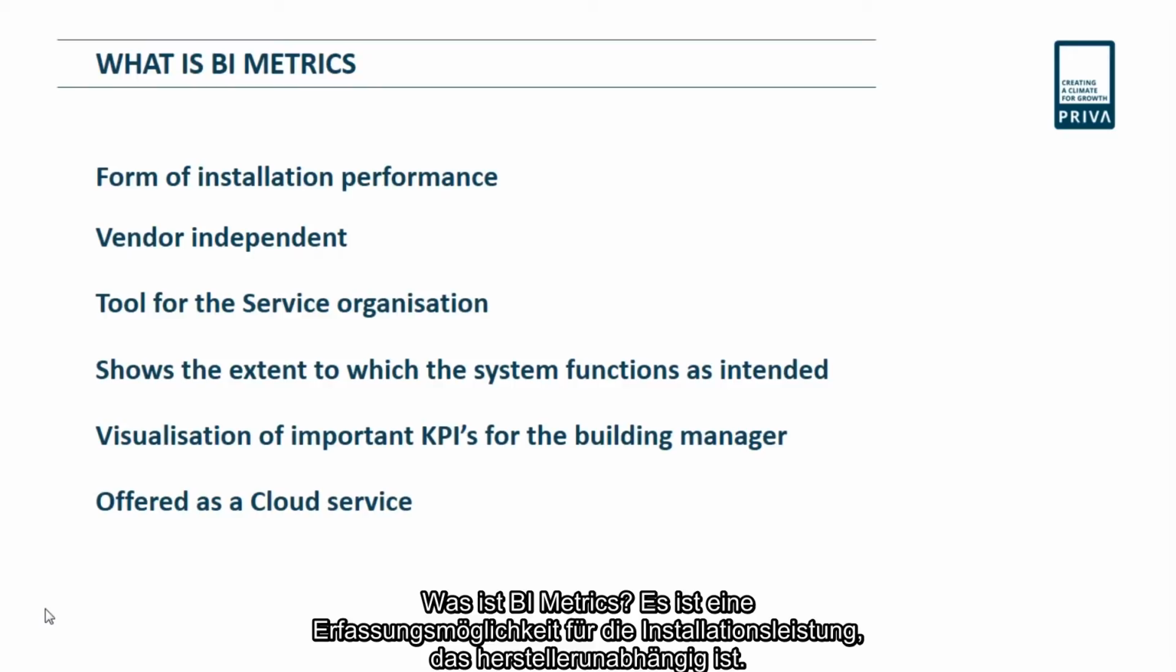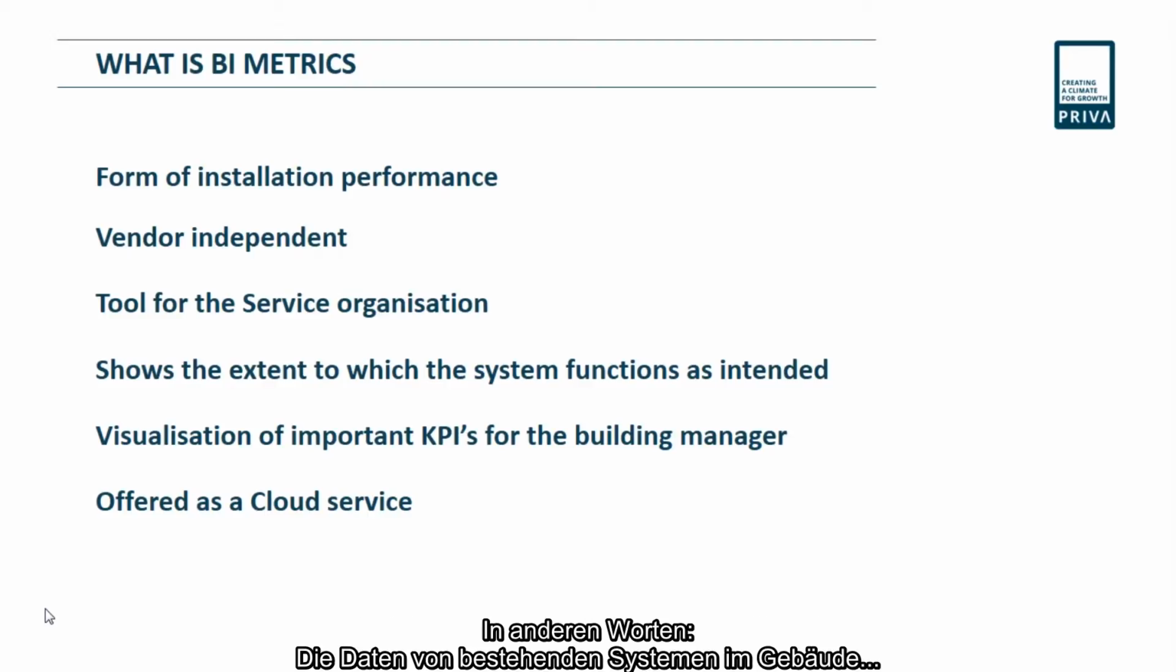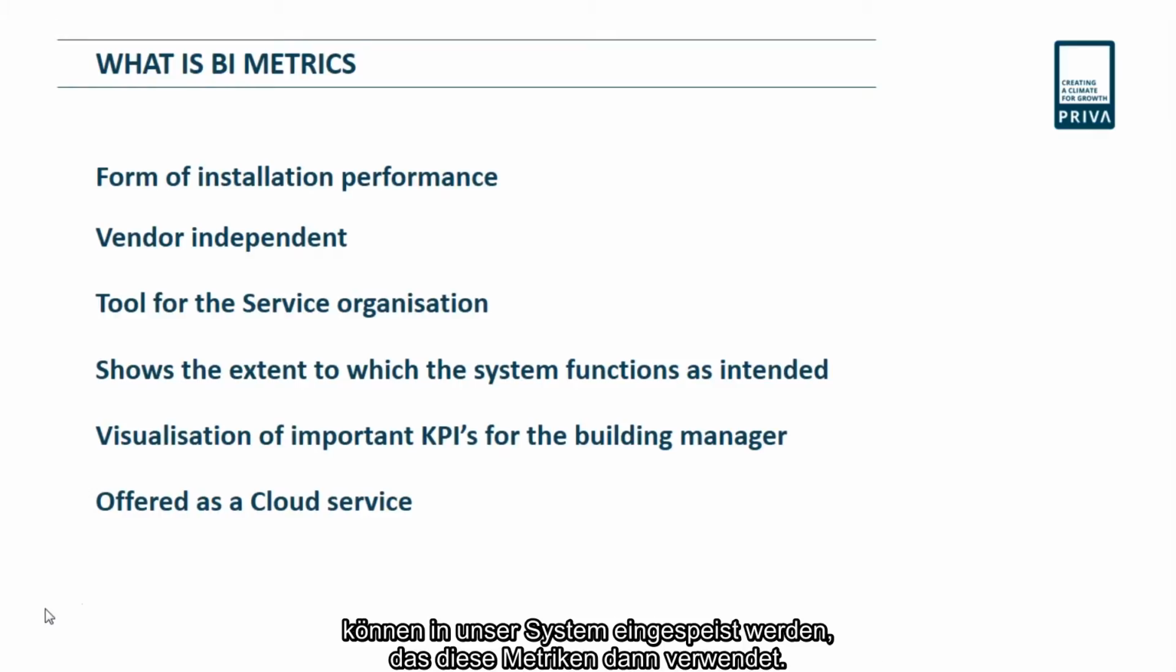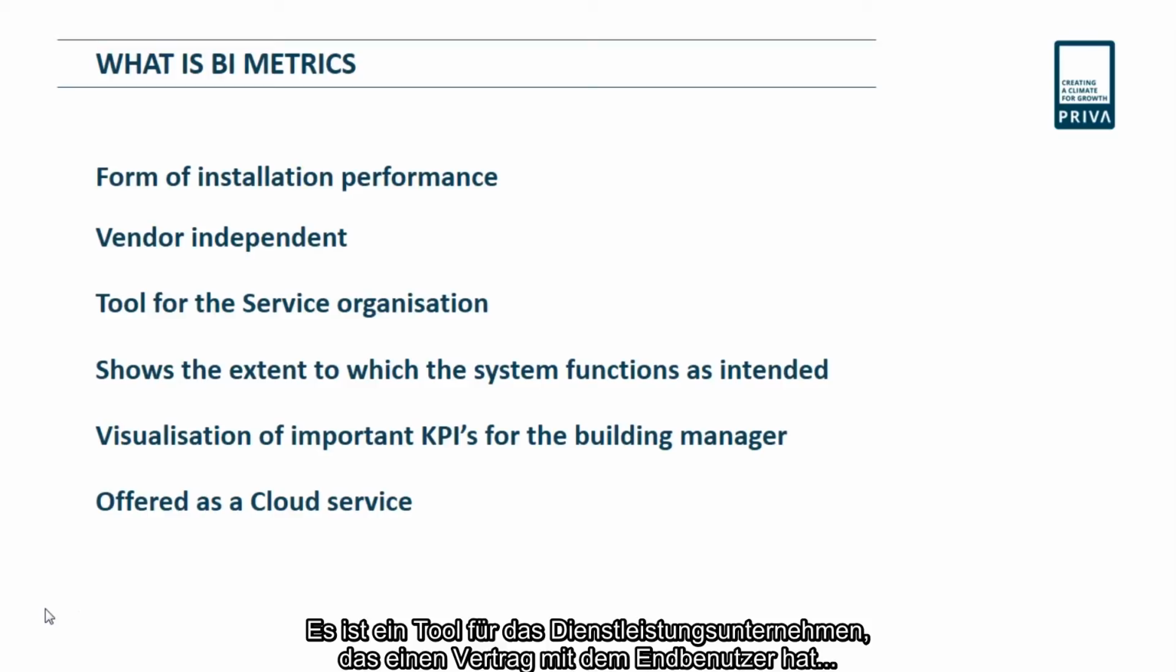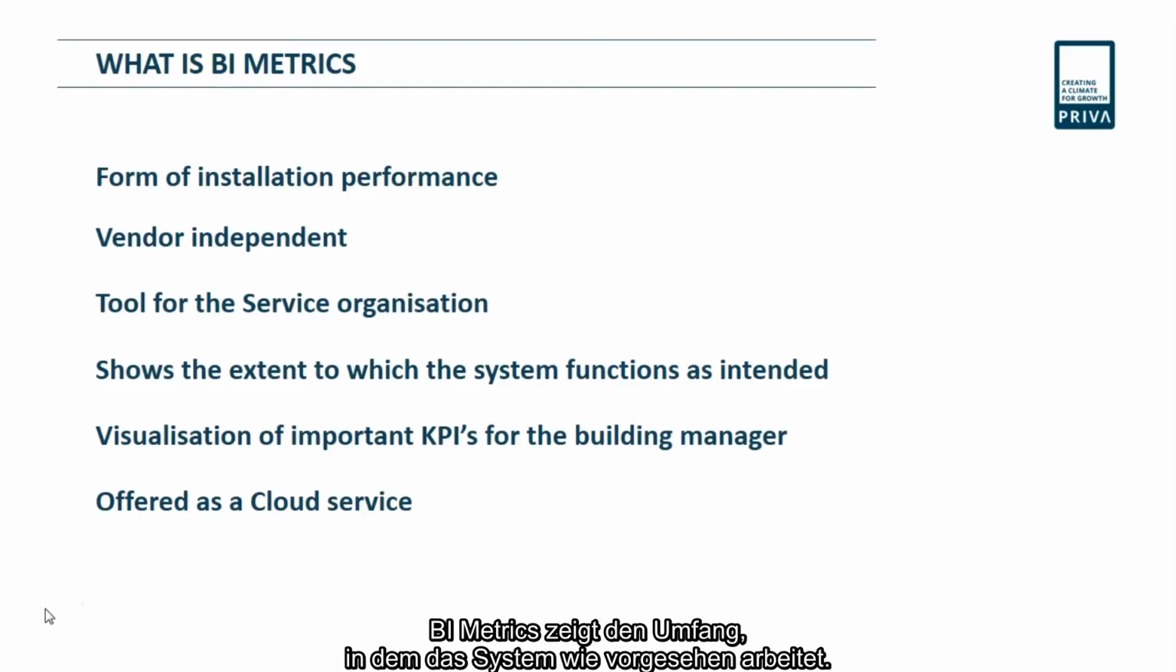BI Metrics is a form of installation performance monitoring and it is vendor independent. It's not vendor independent today, but it will be in the future. That means that any form of system that you have inside your building, the data from that can be ingested into our system and you can use BI Metrics for that system. It's a tool for the service organization, and that means that the service organization has a contract with an end user, and within the contract he uses this tool to show for himself and his customer that he is doing a good job. What it does is show the extent to which the system functions as intended.